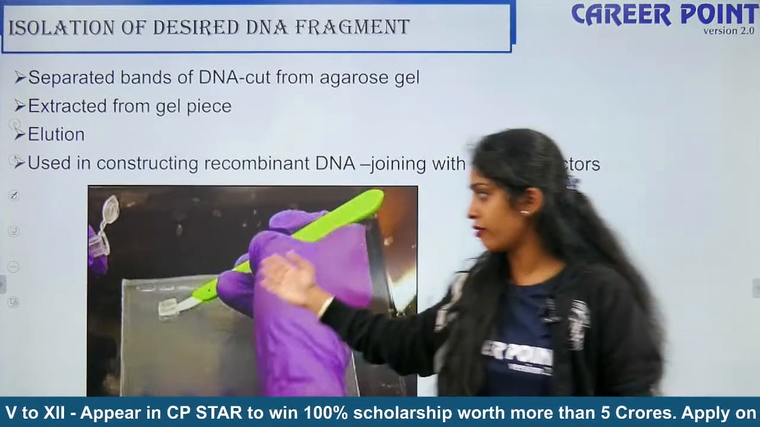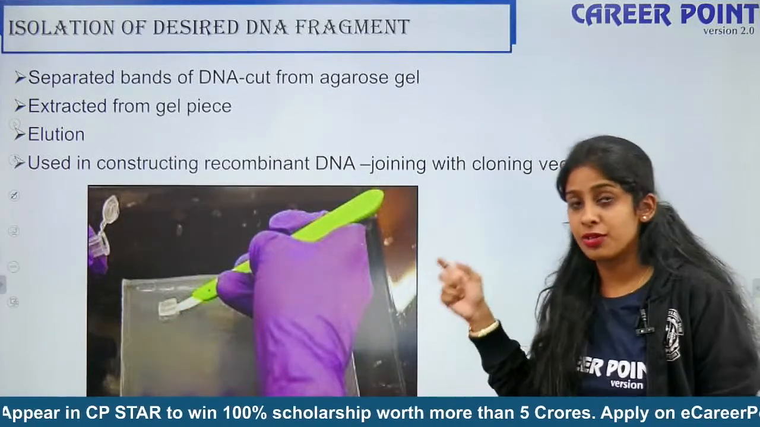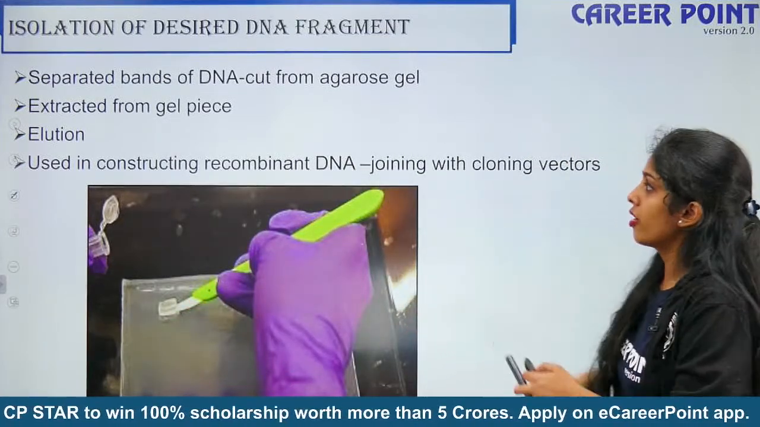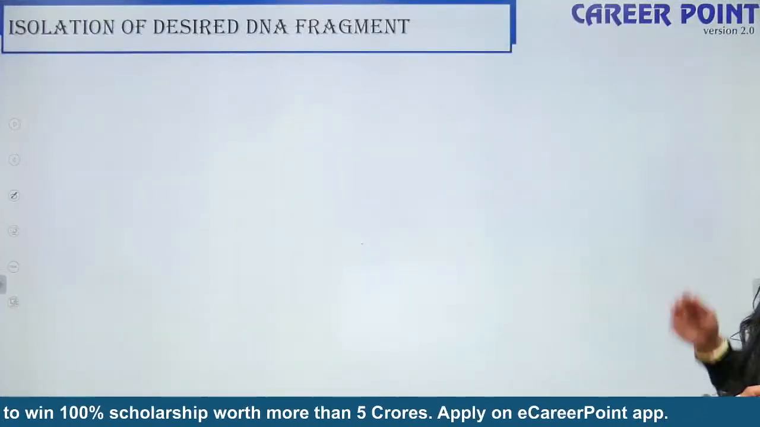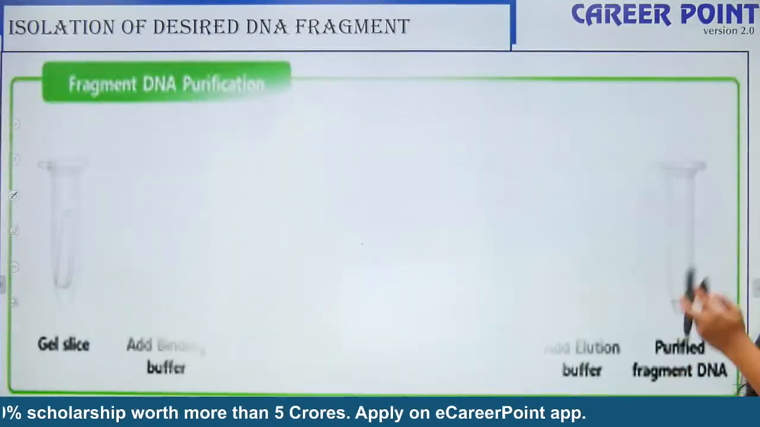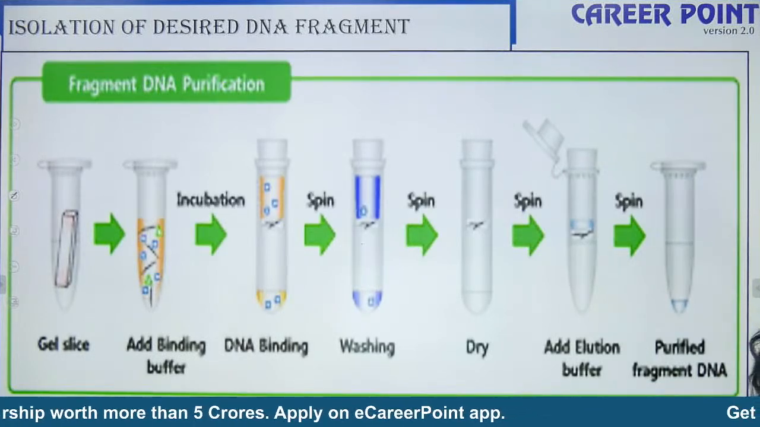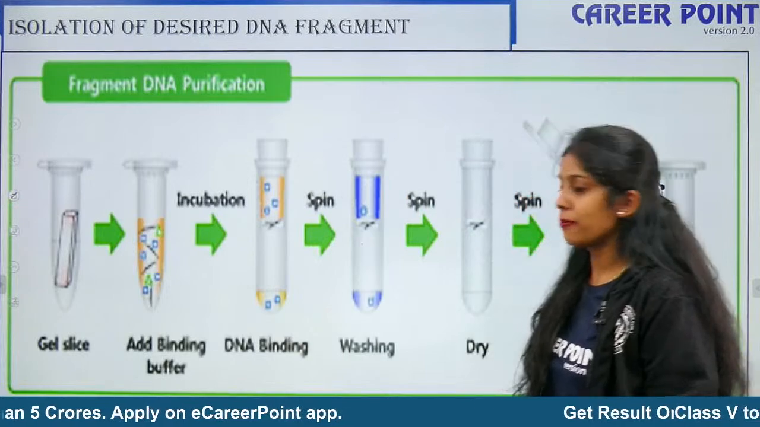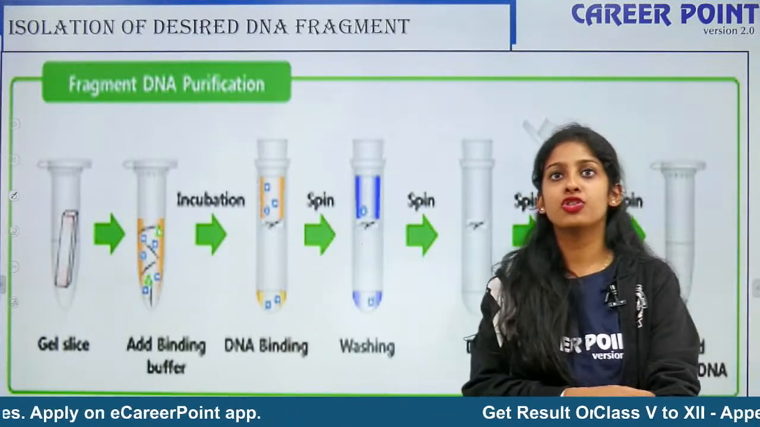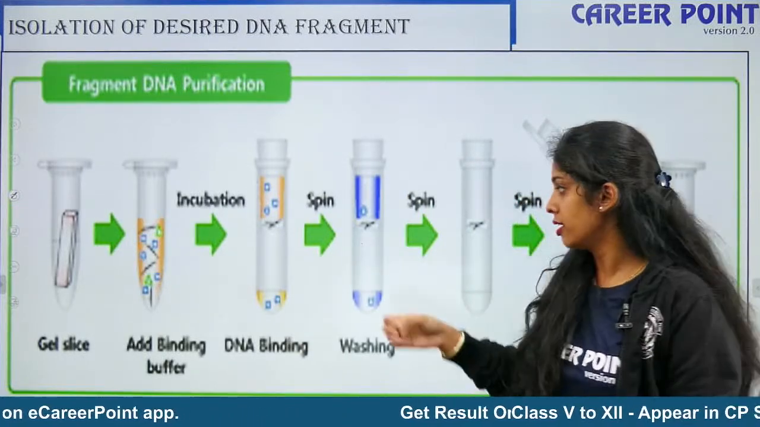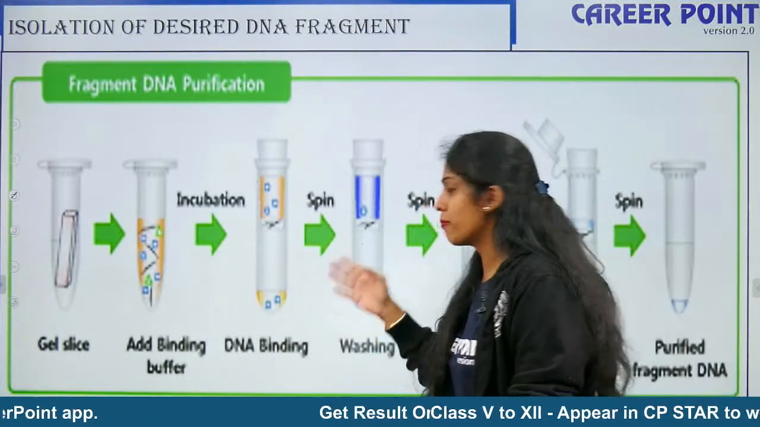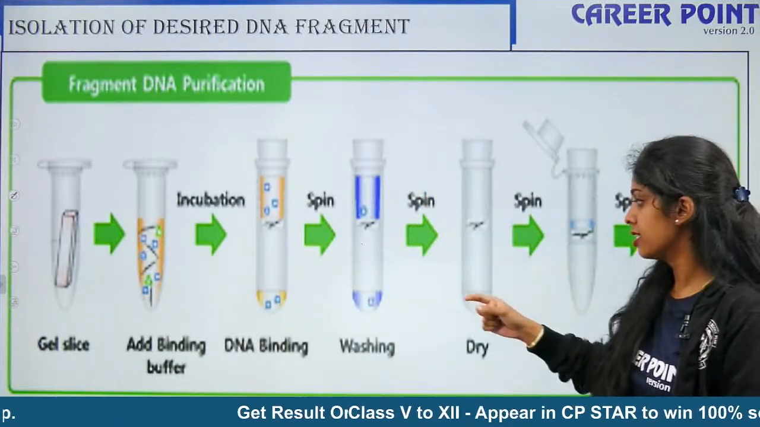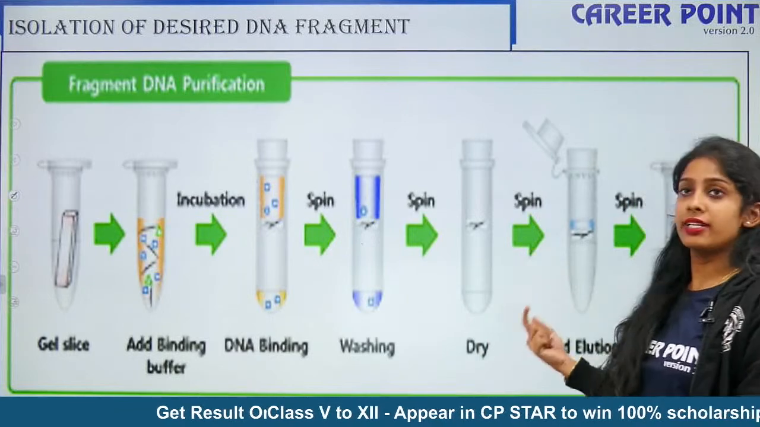So now you have identified, you will cut the piece of gel because that has your gene of interest. Alright. So once you cut the gel out, this is the process that you will follow. You put the gel slice inside, then you add a binding buffer to remove all the agarose and EtBr. After that, you ensure your DNA binds to a particular column. Then you wash it, spin it, and dry it.